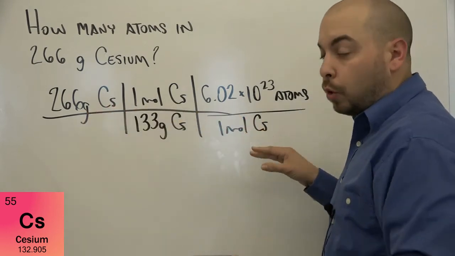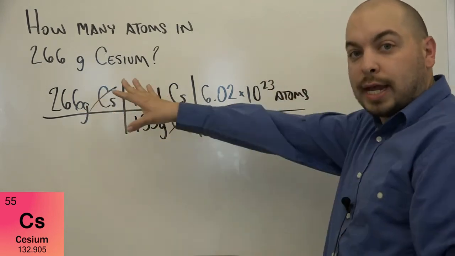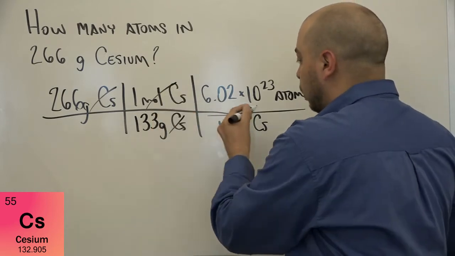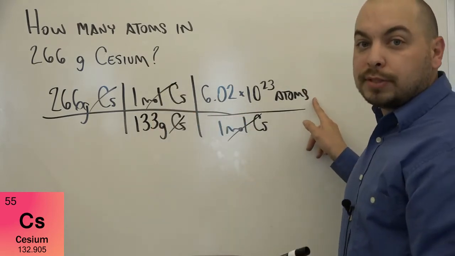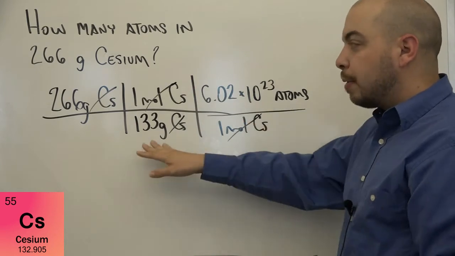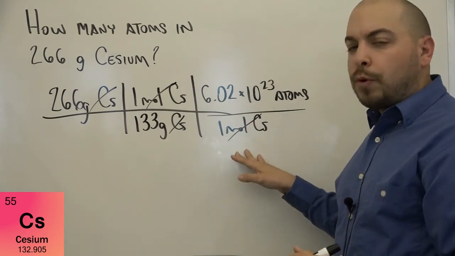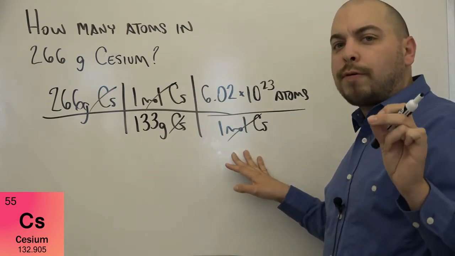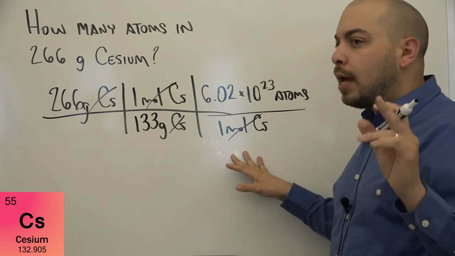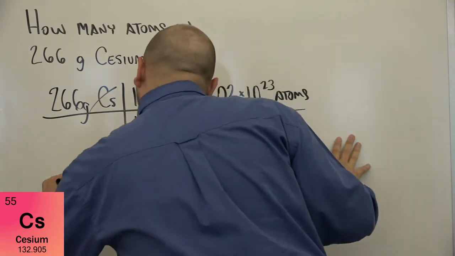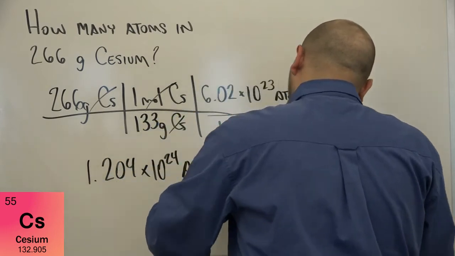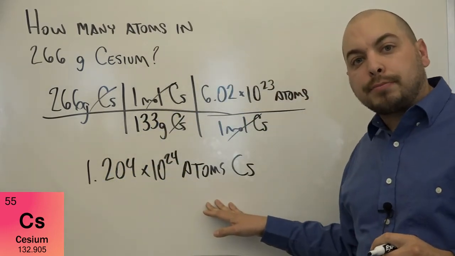We cancel out grams. We cancel out moles, and we're left only with atoms of cesium. We multiply across the top and divide across the bottom, and in the end we find that we have 1.204 times 10 to the 24th atoms of cesium present. So there you go.